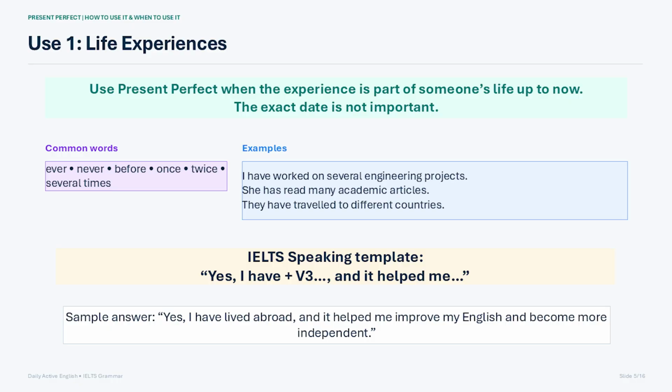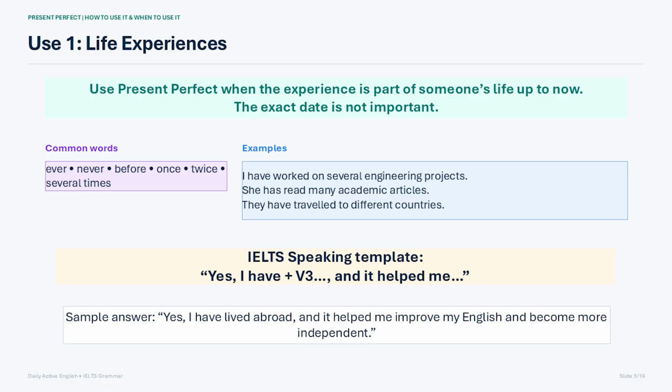One of the most common uses of the present perfect is talking about life experiences. When we talk about experience, we usually do not say exactly when something happened. For example, I have worked on several engineering projects. She has read many academic articles. They have traveled to different countries. The focus is not the date. The focus is the experience itself.